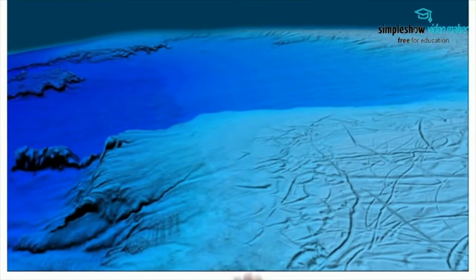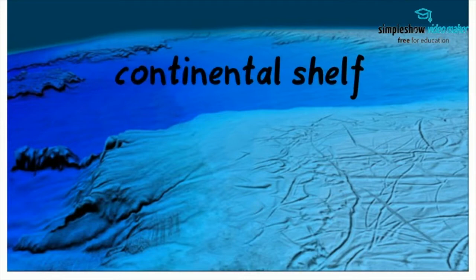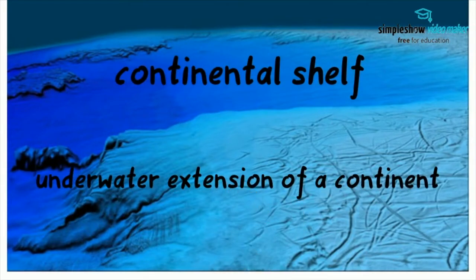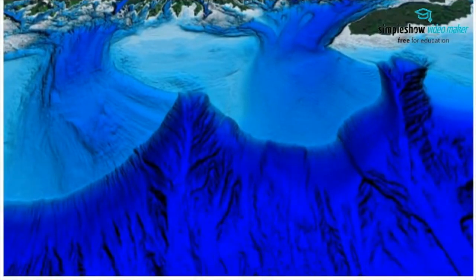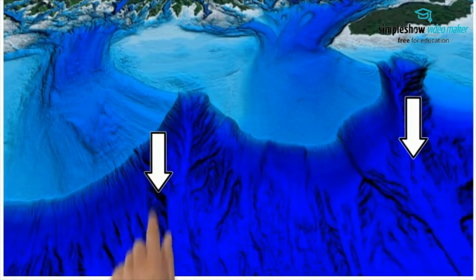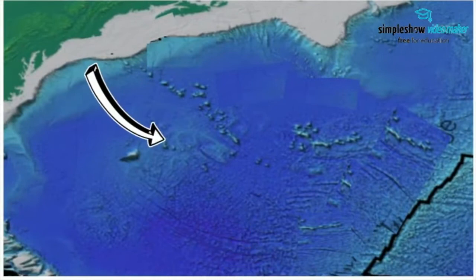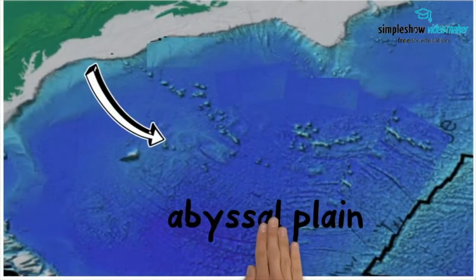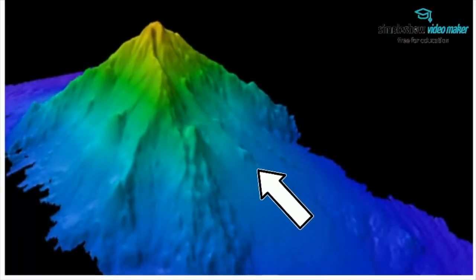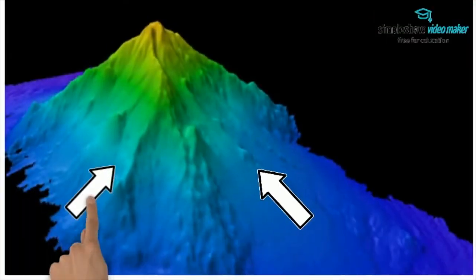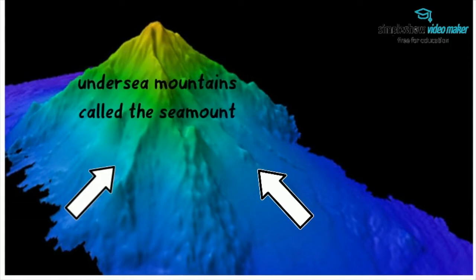The first is the continental shelf, the nearly flat, underwater extension of a continent. At the outer edge of the continental shelf, the land drops off sharply in what is called the continental slope. The continental rise descends to the deep ocean floor, which is called the abyssal plain. Rising from the abyssal plains in each major ocean is a huge chain of mostly undersea mountains called the seamount.